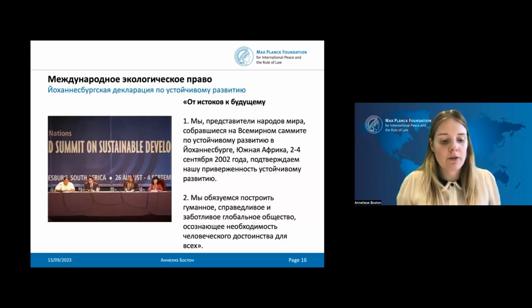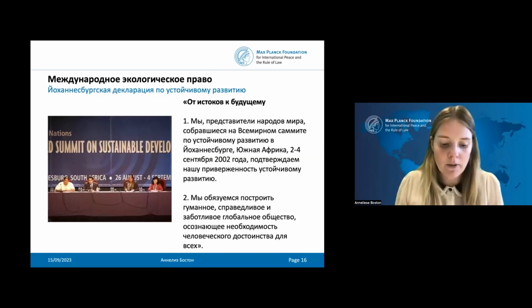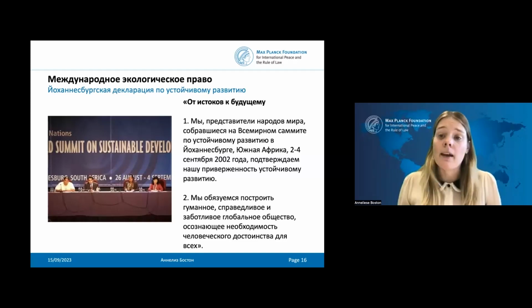10 years after the Rio conference and 30 years after the Stockholm conference, the World Summit on Sustainable Development took place in Johannesburg in August and September 2002. This conference was specifically looking at sustainable development. The conference adopted a political declaration and implementation plan. The declaration committed nations of the world to build a humane, equitable society and a global society cognizant of the need for human dignity for all. And it also built on the declarations of previous summits.